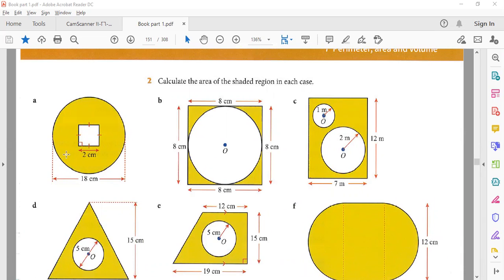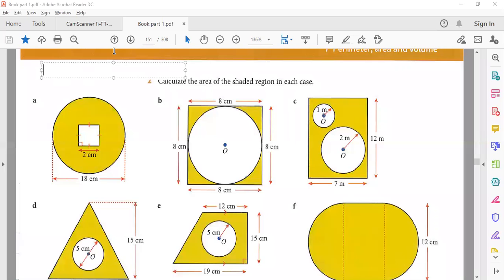So what we need to do, you can see here we have the radius, diameter we already mentioned. We say calculate the area of the shaded region. The shaded region is the yellow one. Because it's a square, we have two ways to find this.